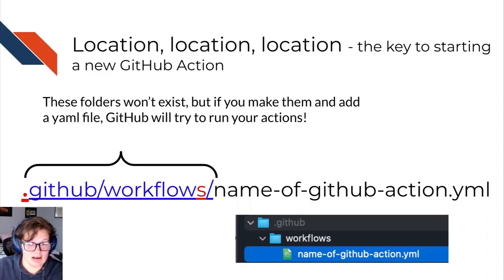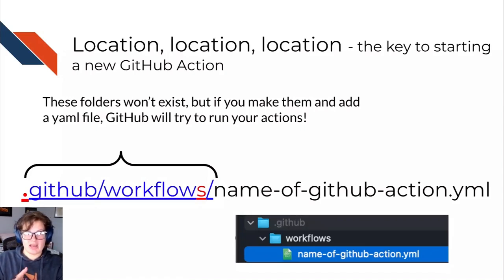Now, to get our GitHub actions to actually work and to be recognized by GitHub, it's all about the location. We have to have them in the exact right file path, and here's the right file path. You have to make folders that are not going to exist by default in your repository, but in your repository, you have to make a dot, don't forget the dot, GitHub. That's your first folder you're going to make.